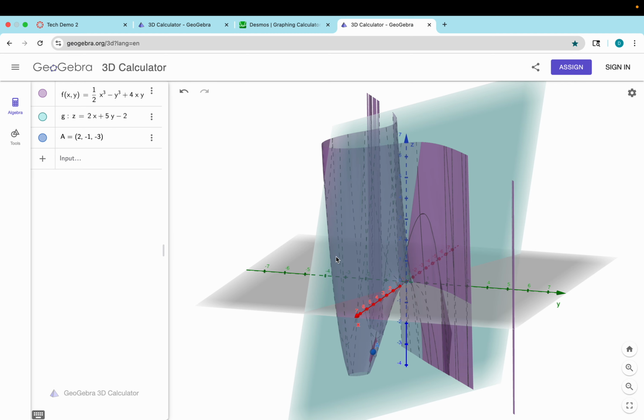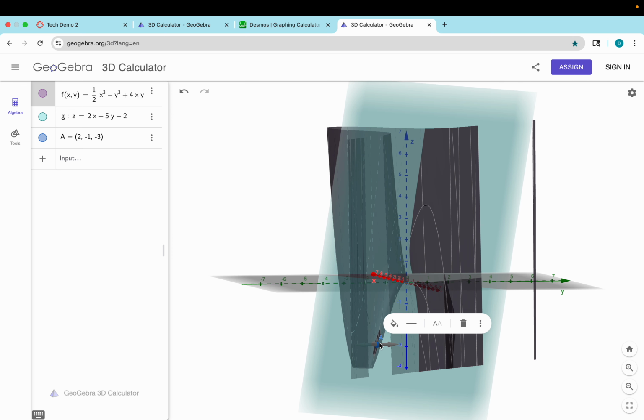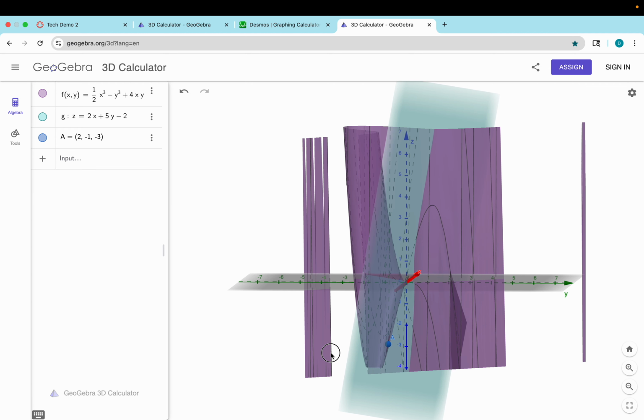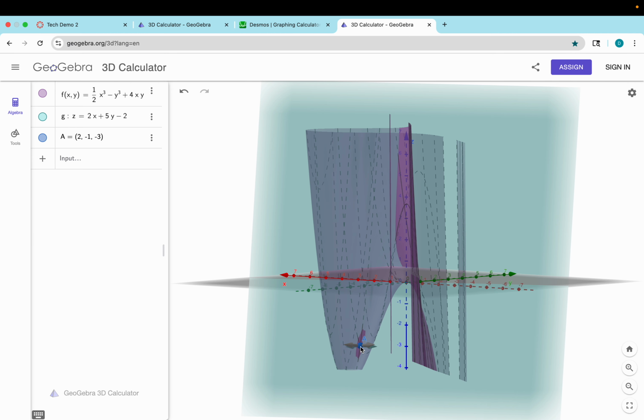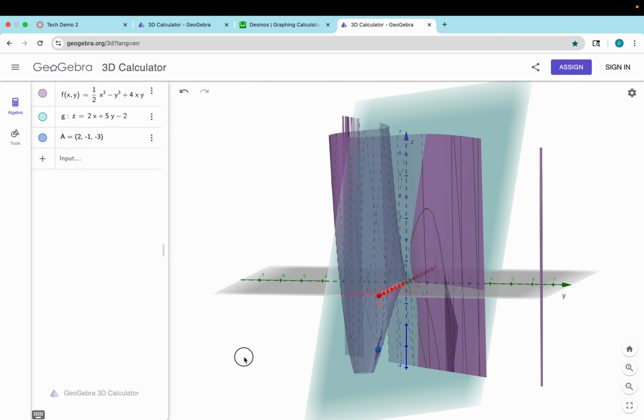I graphed both the original surface and the tangent plane in GeoGebra. I also plotted the point (2, -1, -3), which lies exactly on both the surface and the plane, as you can see here. As you can see, the plane just grazes the surface at a single point and does not intersect or cut through it locally.